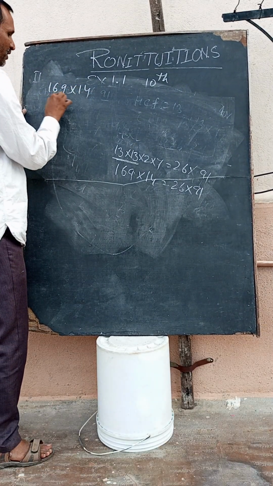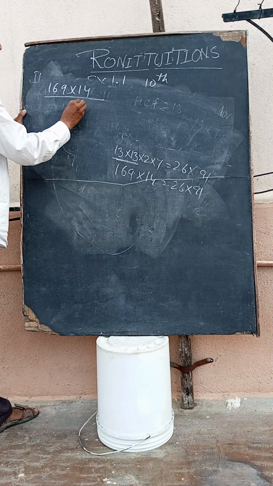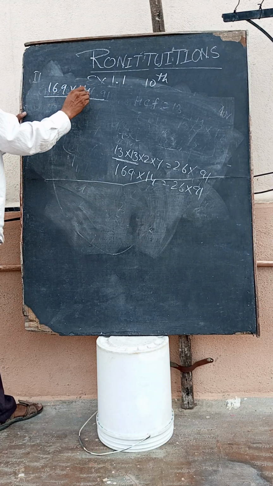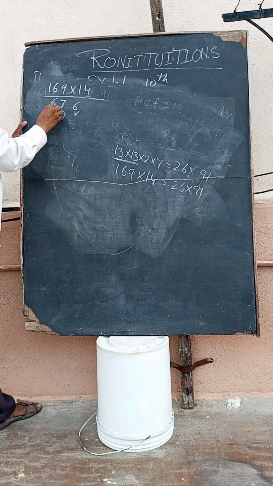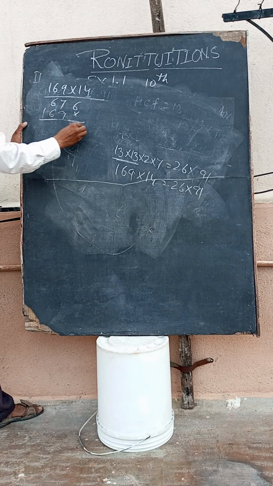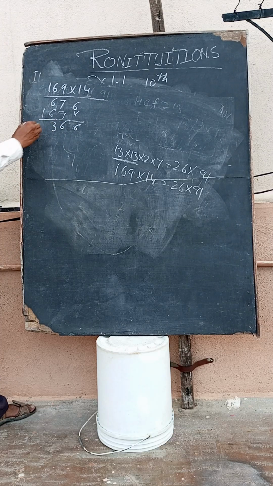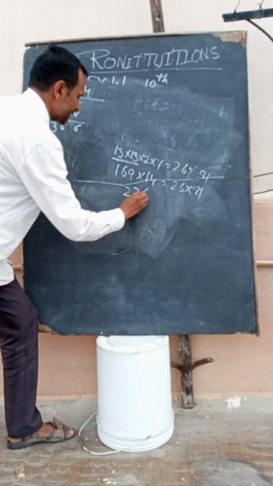169 into 14, multiplying it: 14 times 9 is 126, 4 times 9 is 36, carry 3... 4 times 6 is 24, 24 plus 3 is 27... 6 into the same number will come because it is multiplied by 1, carry 1 and 13 and 1 carry, 2366. So this one will come 2366.